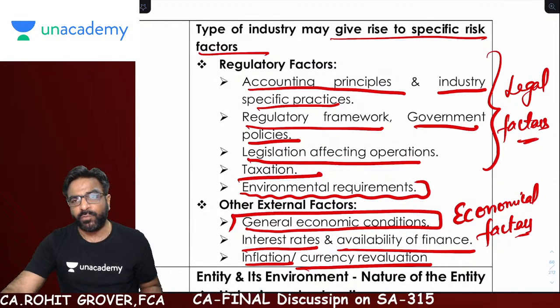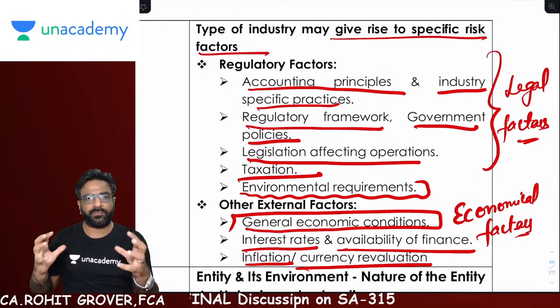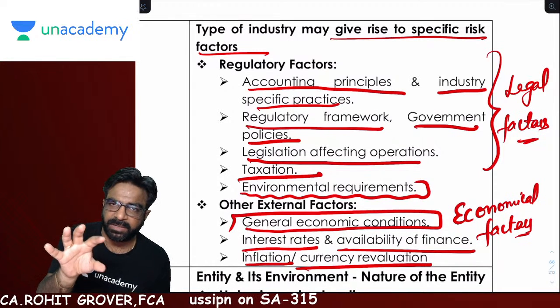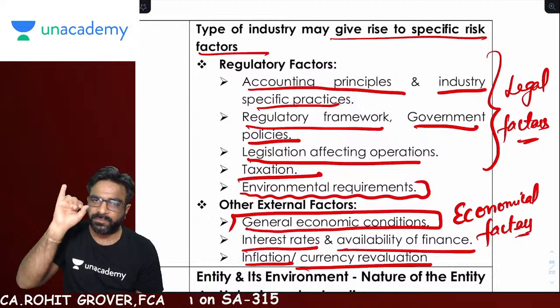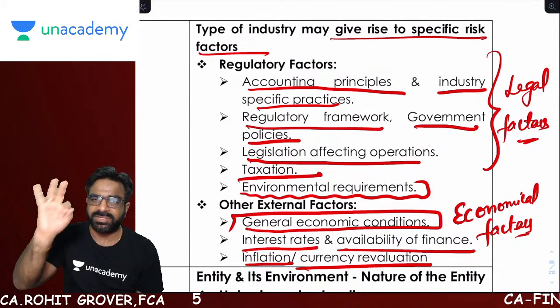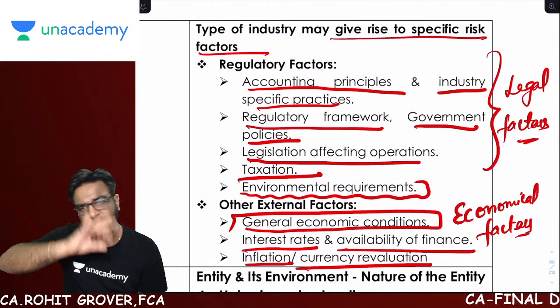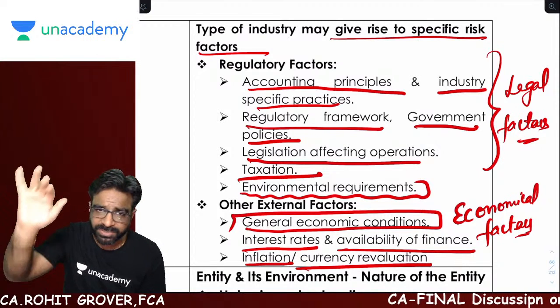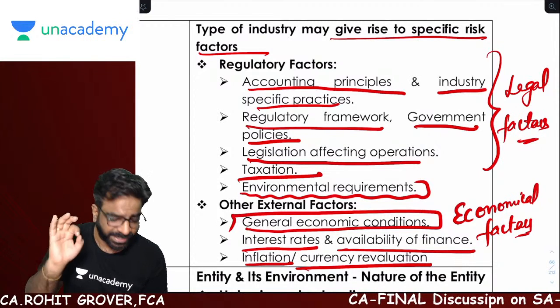So if you want to identify and assess the risk of material misstatement relating to your client, you have to first understand their environment, you have to understand the entity, and you have to have a good picture of the internal control system in your mind. Only then will the auditor be able to reduce the level of risk to the lowest acceptable level.